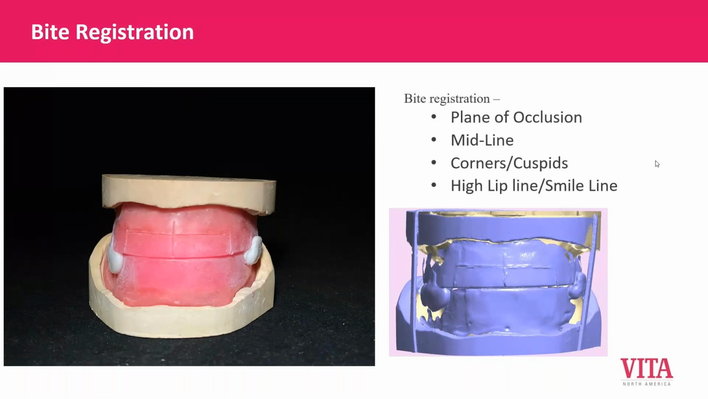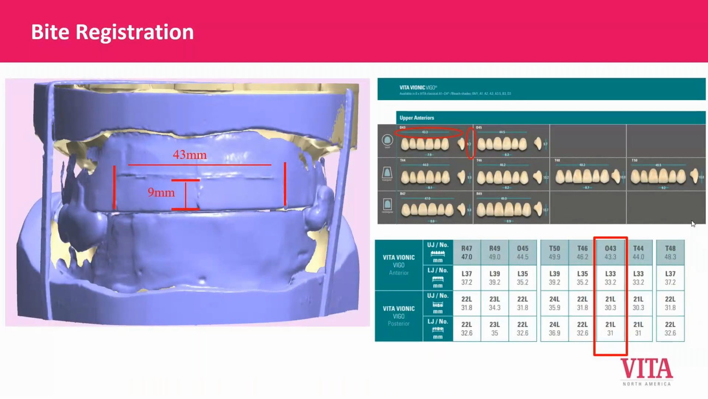And just like I said before, records are super important, and this is one of the pieces of records that is also super important. These are some of the minimum pieces of information that I always require, especially for my digital workflow. And that's the plane of occlusion, midline, the corner or cuspid line, and the high lip line or smile line. If at least I have that information, I can use that along with our combination chart to select a set of teeth. So if you have nothing else to go on, this will get you there.